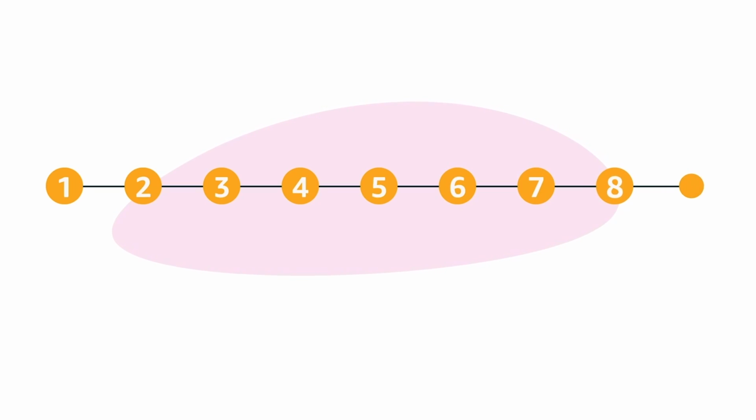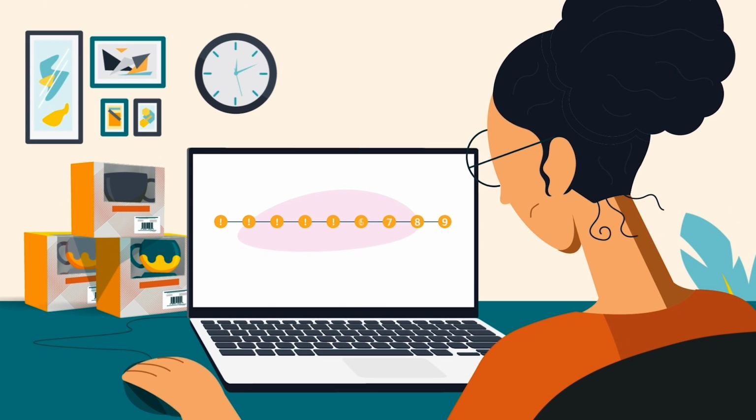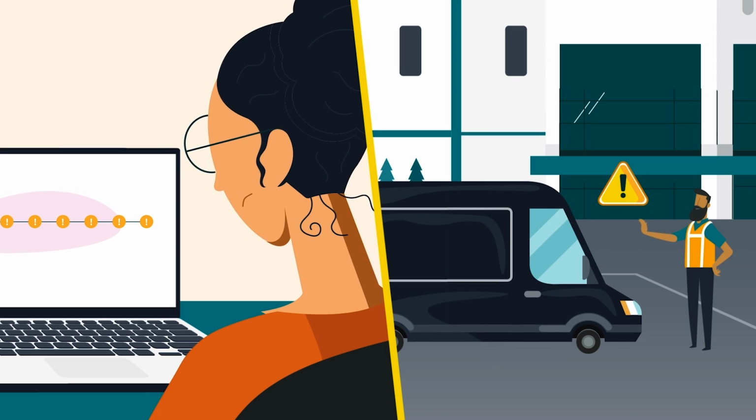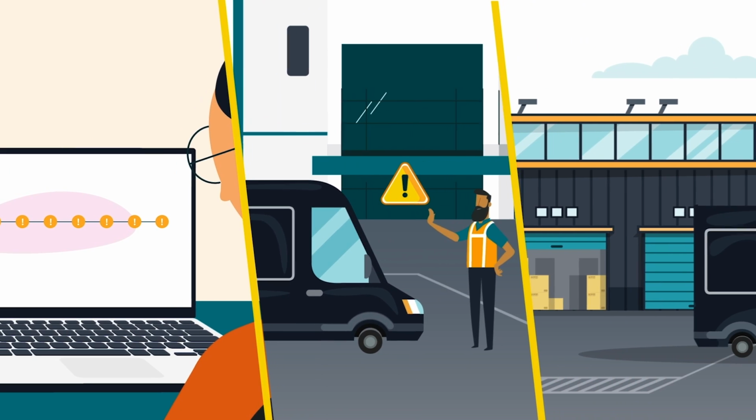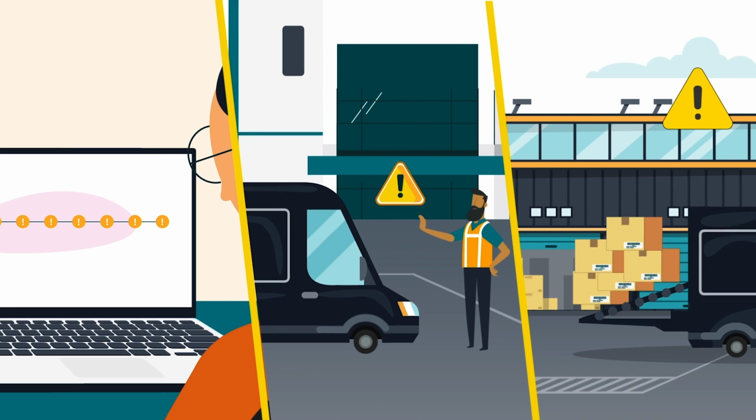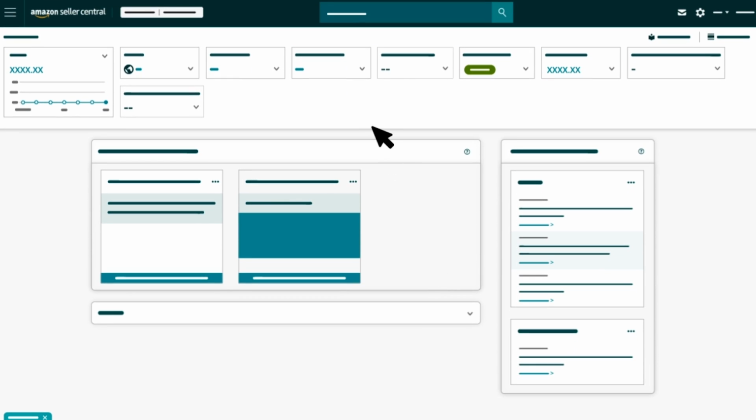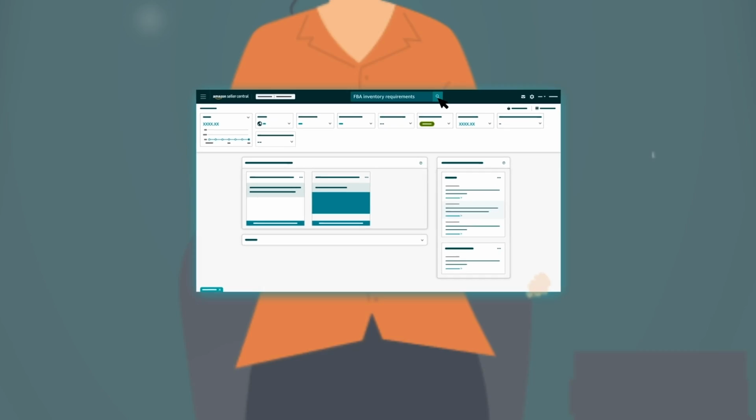We've just completed covering 9 core FBA inventory requirements. Failure to comply with these requirements may result in the refusal of inventory at the fulfillment center, disposal or return of inventory, prevention of future shipments, or fees. Learn more about each requirement by searching for FBA inventory requirements in Seller Central.